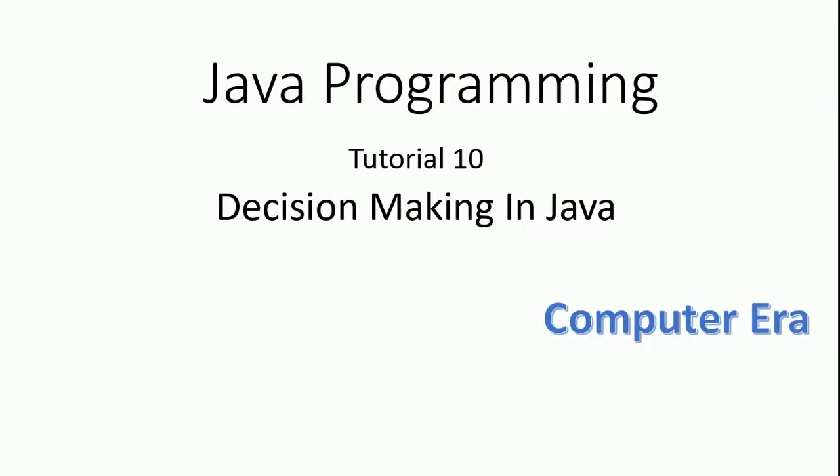So this is tutorial number 10 on Java programming. In this tutorial I'll be talking about the decision making statements in Java. This video was a little bit later than the last one.